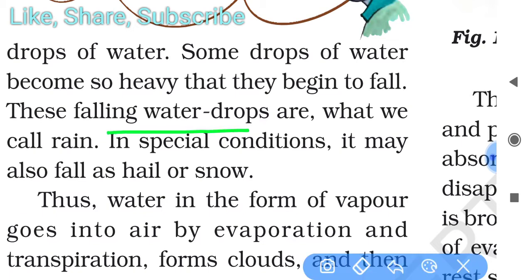In a cloud, many water droplets are there. When it becomes too heavy, the water drops start falling. These falling water drops are called rain. In special conditions, it may also fall as hail or snow. It is the next form of water drops, which can fall in the form of hail or in the form of snow.